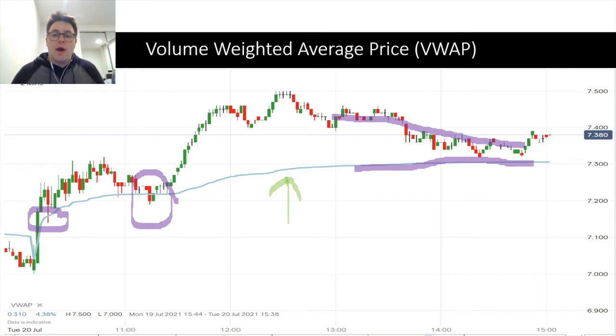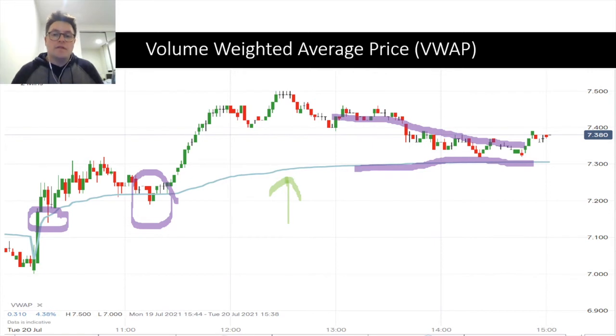A problem with the volume weighted average price indicator is that if the stock is having a volatile or heavily traded day, such as this one here, the indicator can become a little bit redundant as its movements are less likely to keep up with the movements of the stock price through the day.